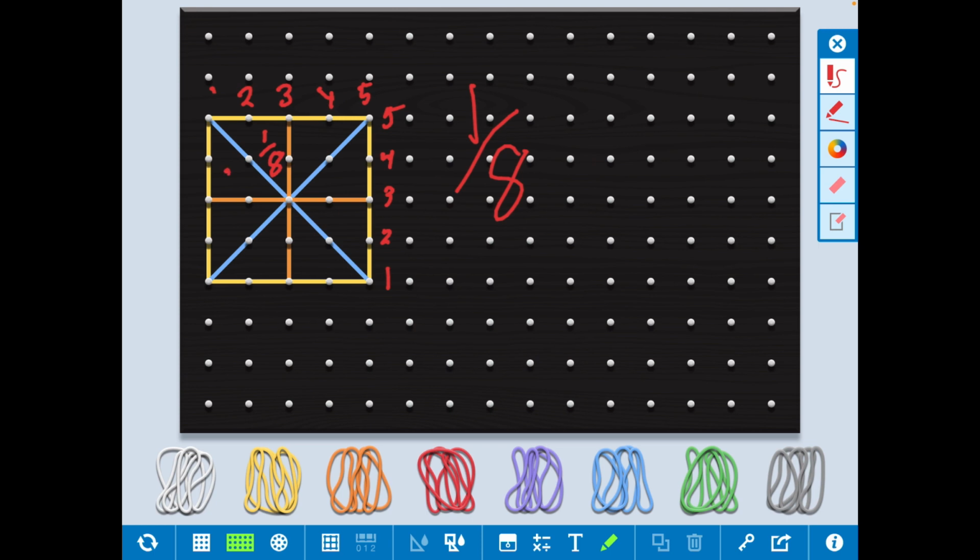So let's make sure, 1, 2, 3, 4, 5, 6, 7, 8. Yep, 1/8.